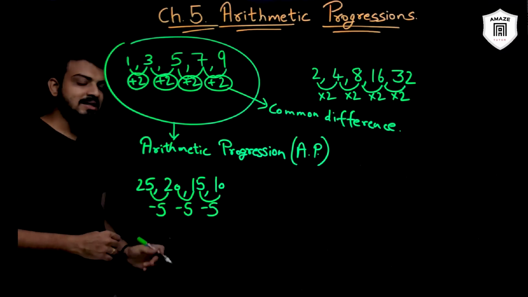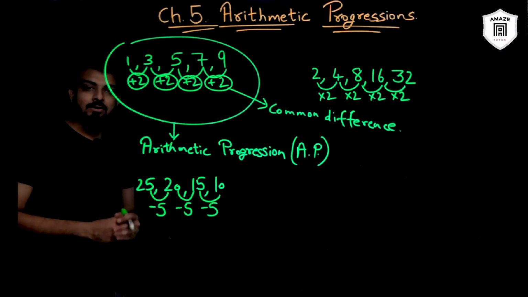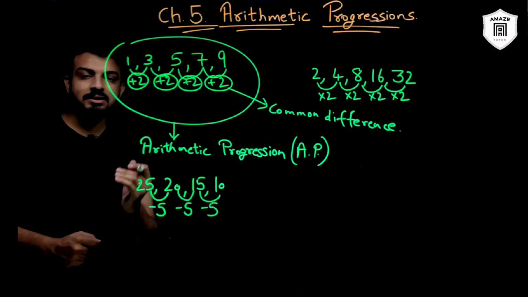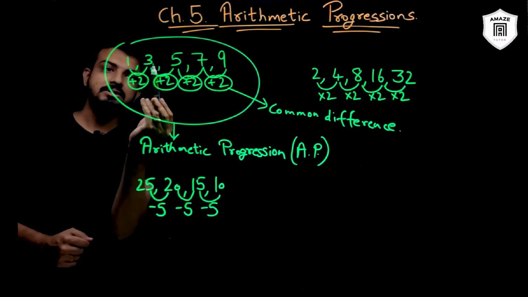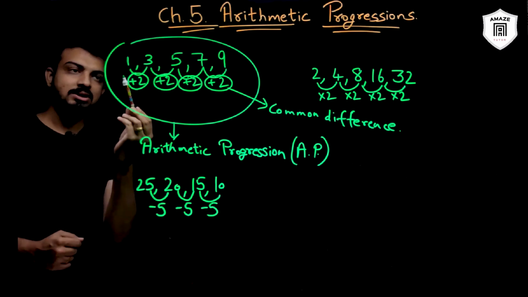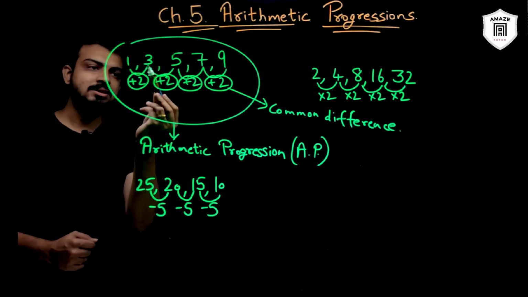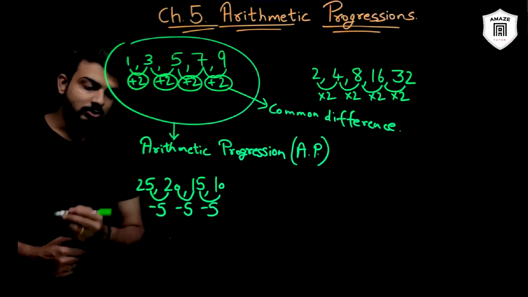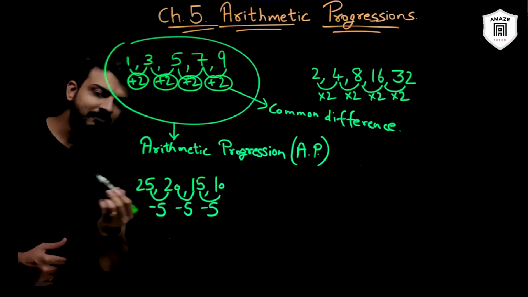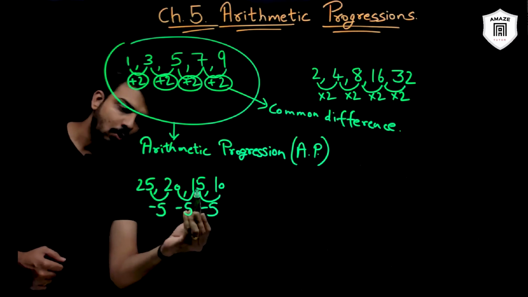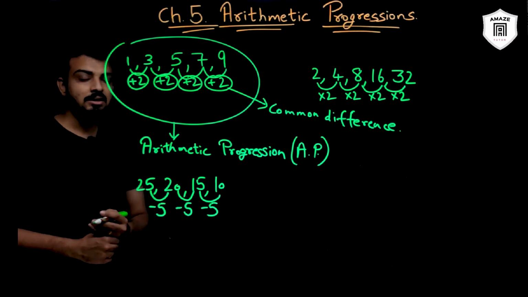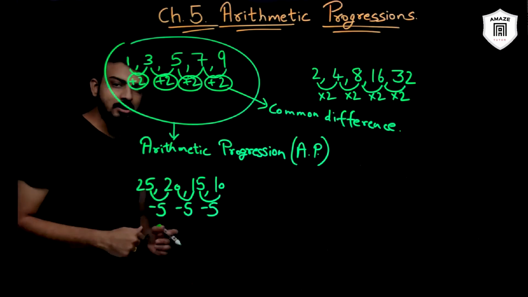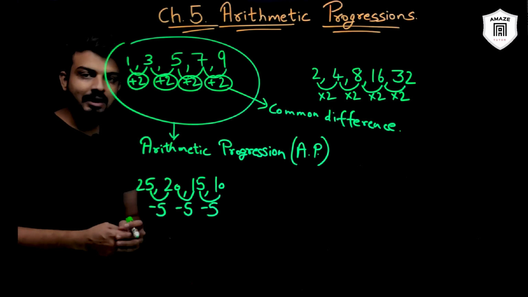Okay, why minus 5? Because we calculate the common difference always as the succeeding term minus the preceding term. So here it is 3 minus 1, which is 2, 5 minus 3, which is 2, 7 minus 5, which is 2, right? And so on. So here, what is 20 minus 25? It is minus 5. What is 15 minus 20? It is minus 5. So your common difference here is positive, and for this particular arithmetic progression, it is negative.